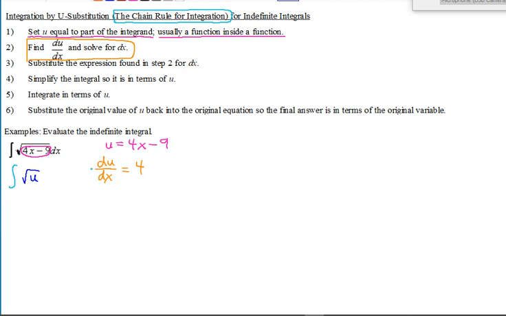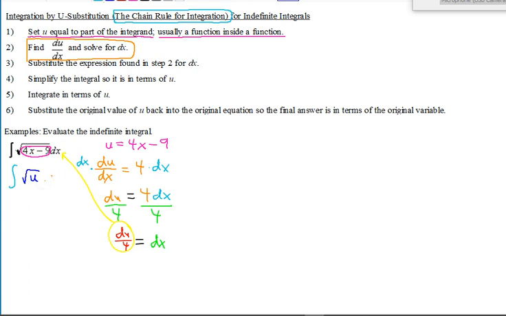you can get the dx out of the denominator by multiplying both sides by dx. So then we'll have du on the left side equals 4 times dx, and then to isolate the dx, if you just divide both sides by 4, we get dx equals du over 4. And that's what we can substitute in to replace the dx there.